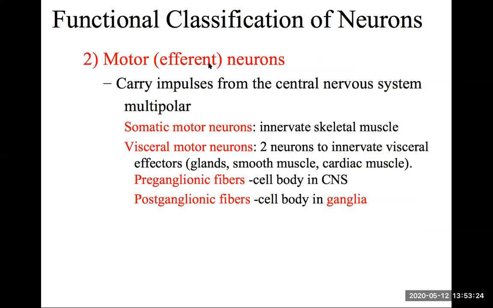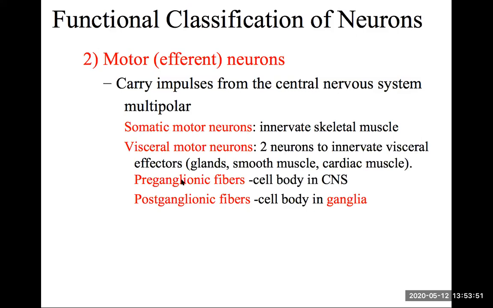Okay, the motor or efferent neurons. Remember, these are coming from the central nervous system. And I said they're all going to be the multipolar neurons. That last category of neuron. So we have somatic motor. Somatic motor neurons innervate your skeletal muscles, the voluntary muscles. If you want to scratch your nose, that's traveling along a somatic motor neuron.